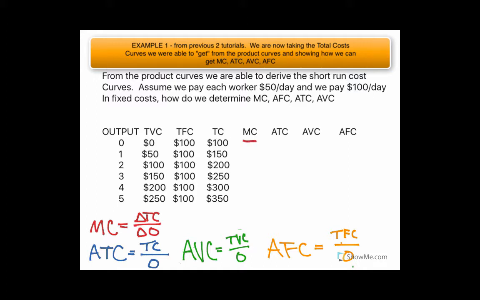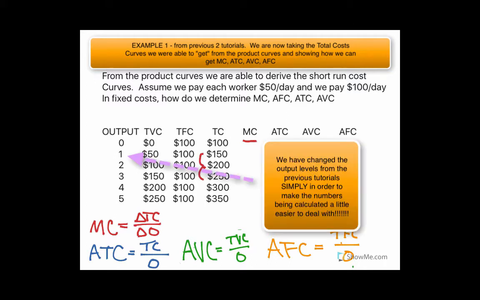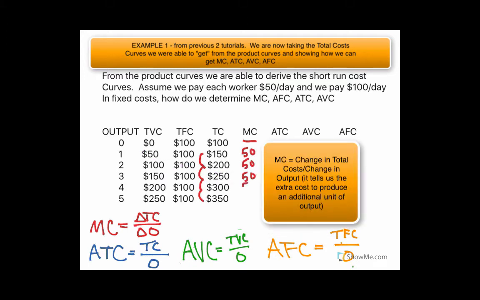So marginal cost is the change in the total cost divided by the change in output. So at 0, there's no marginal cost because we have no change in anything. And in this case, since output goes up by 1 every time, the change in output is just going to be 1, so the marginal cost is just going to be the change in total cost. So we can see that from every level here, it's just 50. So for every output level, marginal cost is 50.